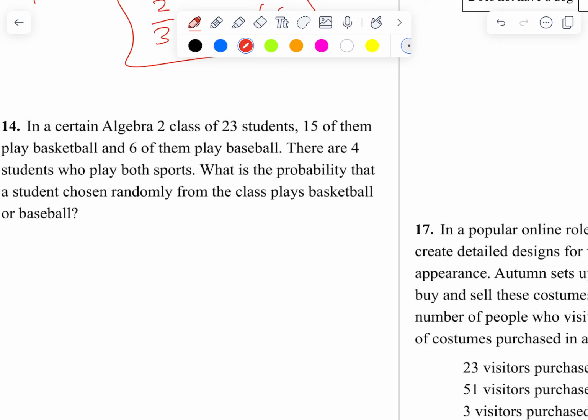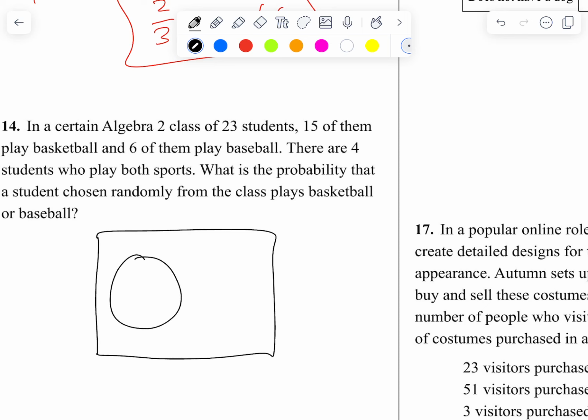In a certain Algebra 2 class of 23 students, 15 of them play basketball, 6 of them play baseball. There's 4 who play both. What's the probability? Again, definitely going to draw a Venn diagram. Do baseball, do orange for basketball. So I know there's a total of 23 total people. 4 play both sports. So there's 4 people in the middle. 15 of them play basketball.